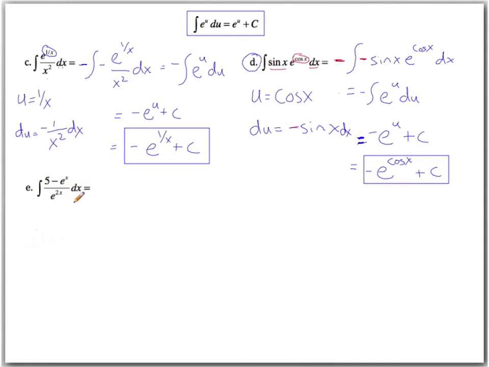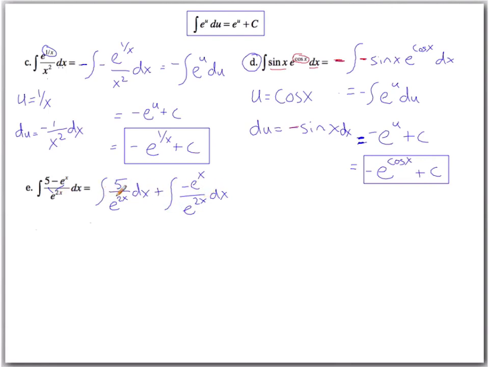So when that is the case, we have to move to some other techniques, and what we're going to do is actually divide here. So this is going to become the integral of 5 over e to the 2x dx plus the integral of negative e to the x over e to the 2x dx. Okay, so just split that up into two different integrals, and let's integrate each one of these separately.